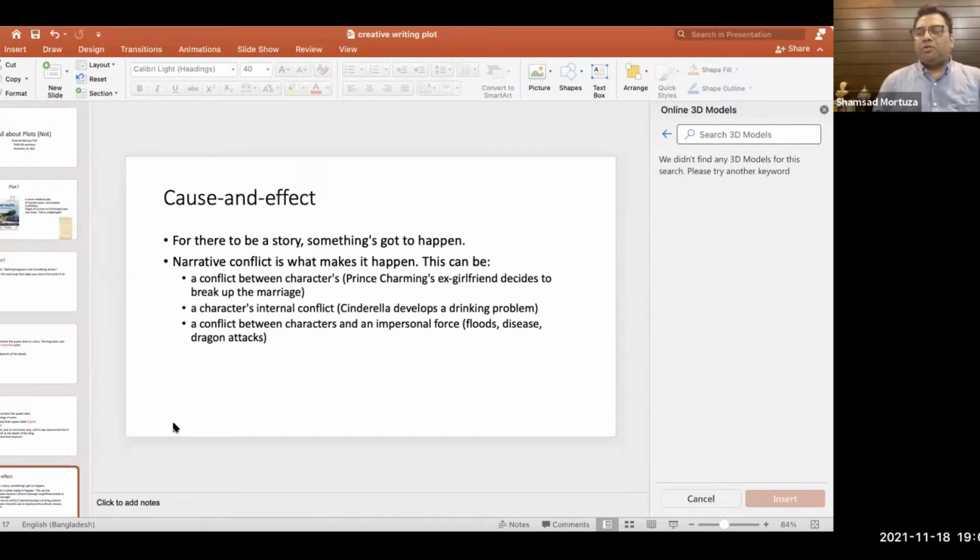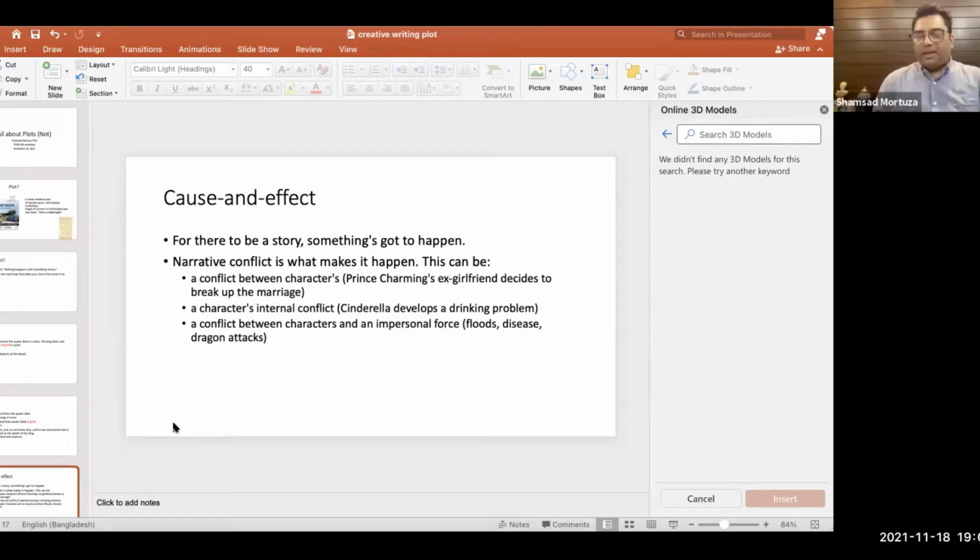It can be an internal conflict. Hamlet is a great example. For example, if you twist the story of Cinderella, you can think that Cinderella is depressed and so she has a drinking problem. So that can be the internal conflict of a character.